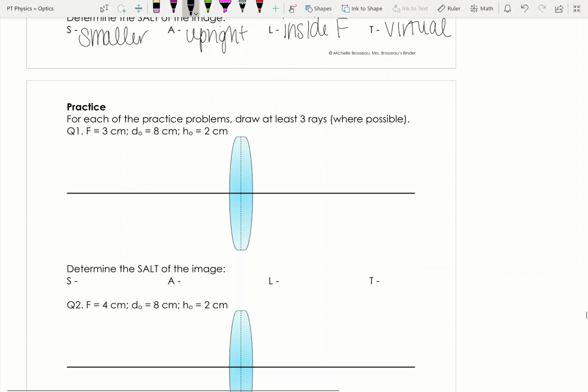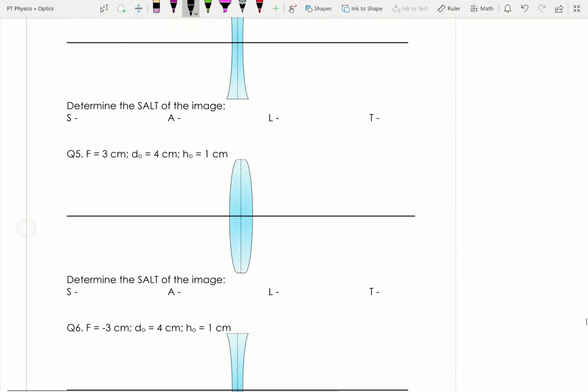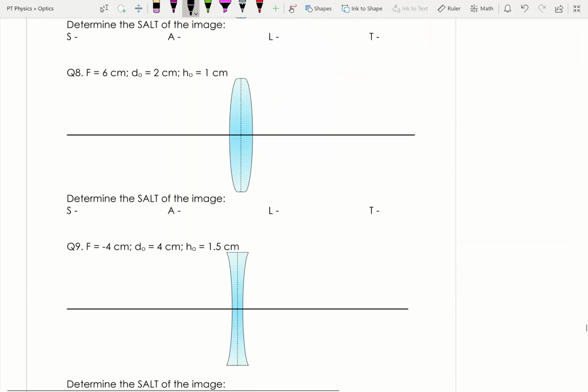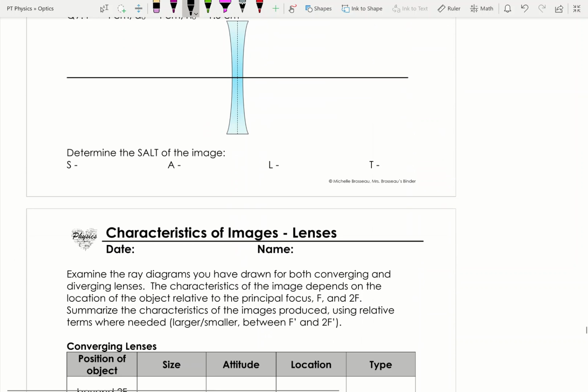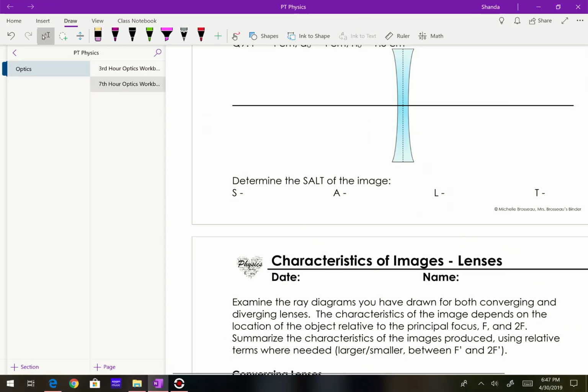Now, on the next 1, 2, 3 pages, there are 9 practice problems. That is your second assignment today. When you have finished that, you are done for the day.